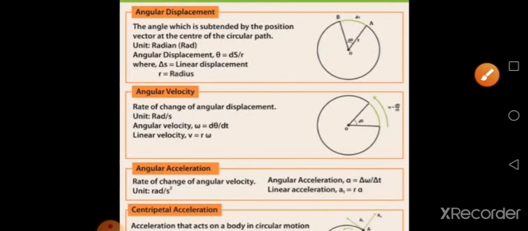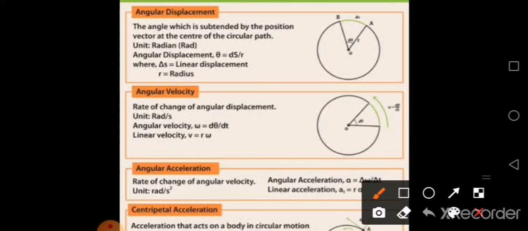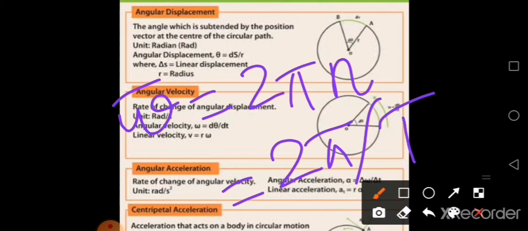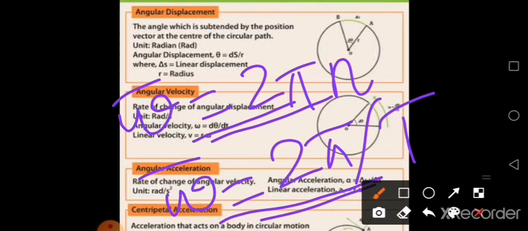Now suppose in one complete revolution you take angular velocity omega in terms of time period. The equation is omega equal to 2 pi upon time period T. So this is the equation for omega in terms of time period, and if the particle makes n revolutions in 1 second, then omega is equal to 2 pi n.